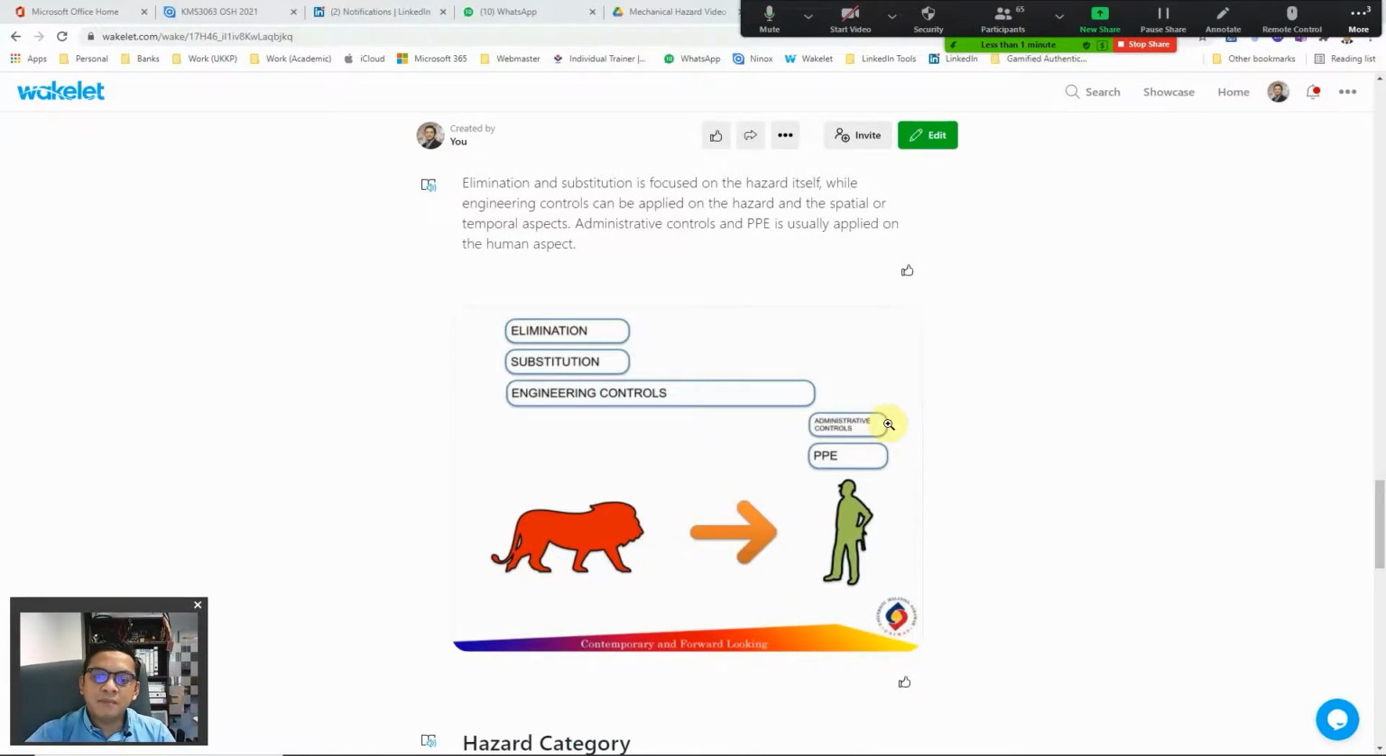And if it's admin and PPE, it's more on the people. We don't put PPE on the hazard. We put PPE on the people. We enforce SOP is not for the hazard. Hazard don't understand SOP. The people that have to follow SOP.